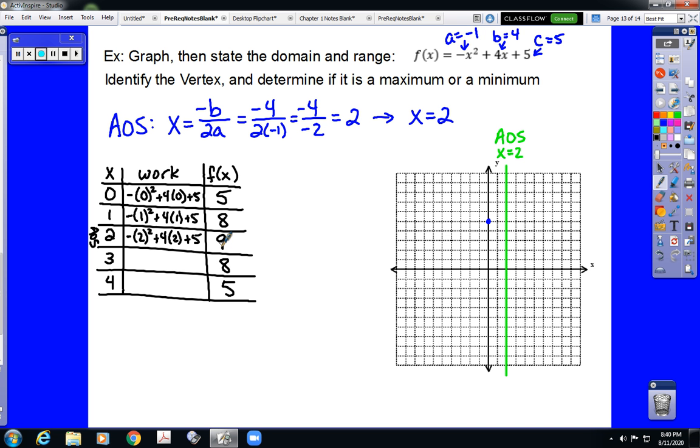We go over to the graph and we graph those points. Notice we already have 0, 5 because that is our y-intercept. 1, 8 is right 1, up 8. 2, 9 is on our axis of symmetry, right 2 and up 9. 3, 8, right 3, up 8. Notice the symmetry. Those are both 1 point away from your axis. And 4, 5.